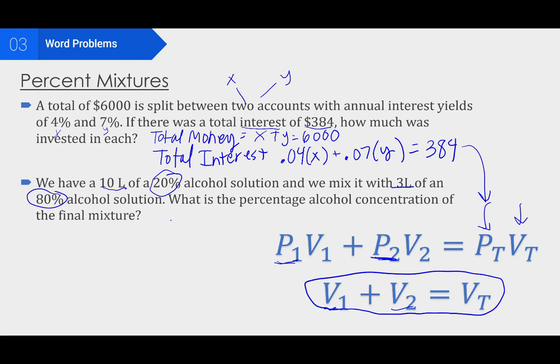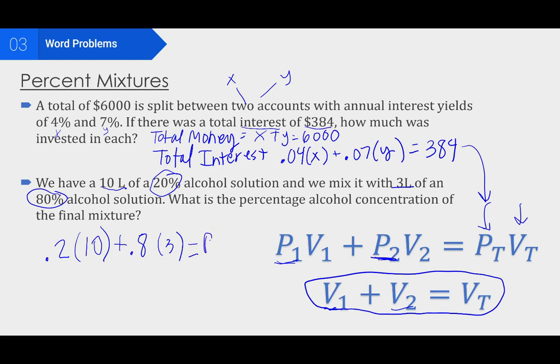Okay, let's set this up. So we're going to have first our percentage volume equation. So we're going to have 0.2. The nice thing about this problem is it actually gives you some of the values of the variables, times 10, right? There's our volume times percentage, and mix it with a 3 liter of 80% solution. And then I know what the percentage alcohol concentration is.